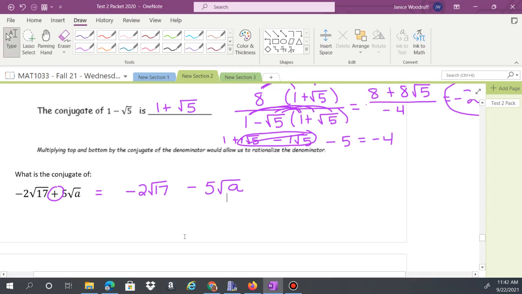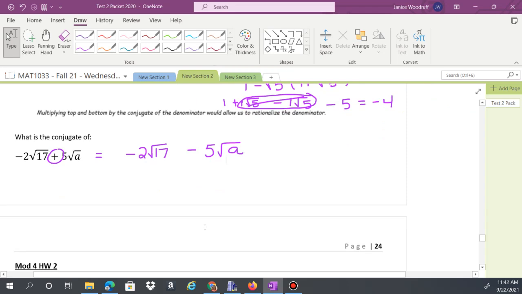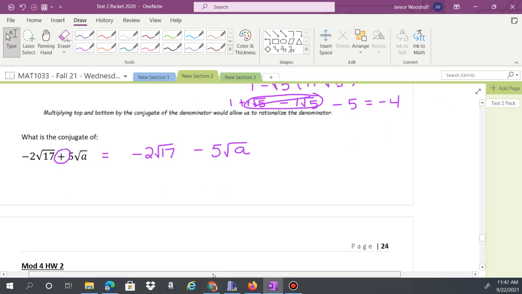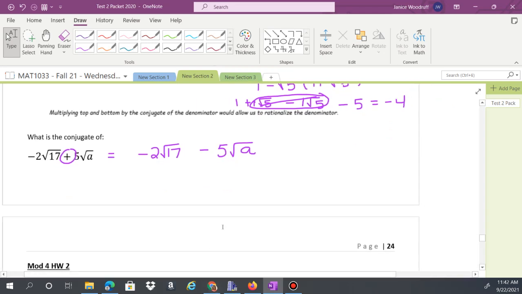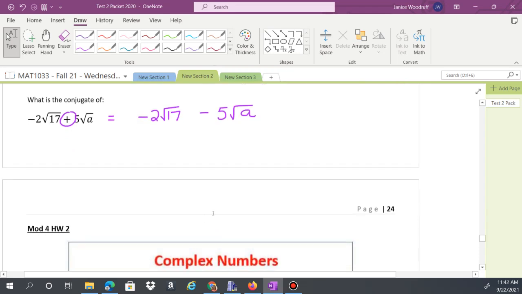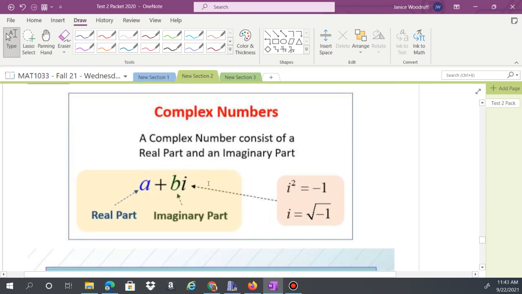Okay, let's look at homework 2. This kind of goes along with our radicals. How many of you have done complex numbers before? How many of you have seen i in math before? All right, that's what we're looking at. So a complex number consists of a real part and an imaginary part. The real part being a, the imaginary part having the i.